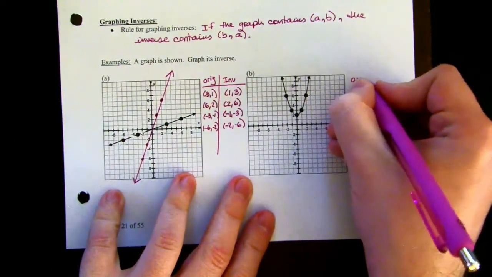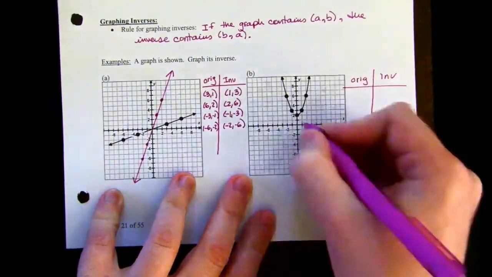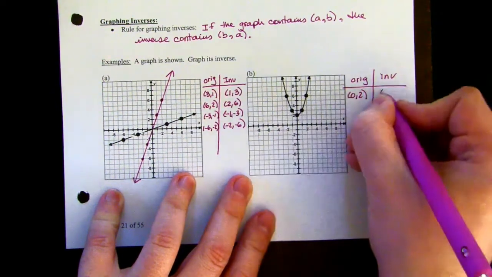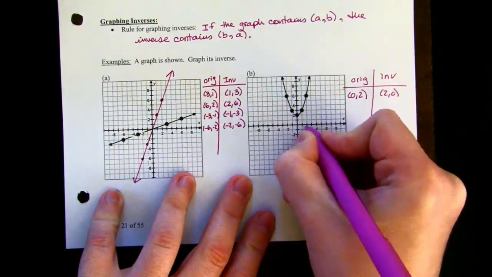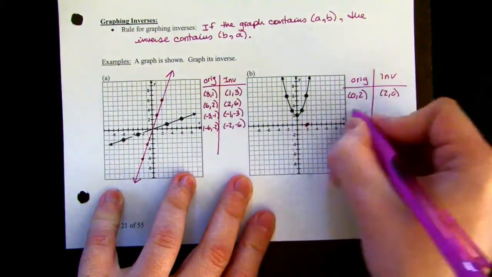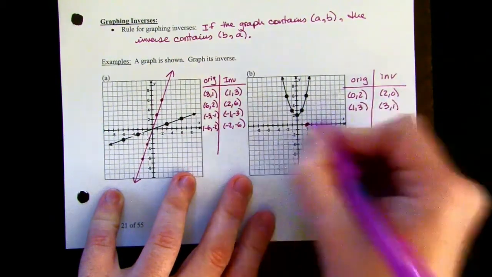I think I'll make a table just so we really see what's going on, but again, this is not necessary. I've got 0 comma 2 on the original, which means I'm going to have 2 comma 0 on the inverse. I need a point over there. I've got 1 comma 3 on the original. I'm going to need 3 comma 1 on the inverse.